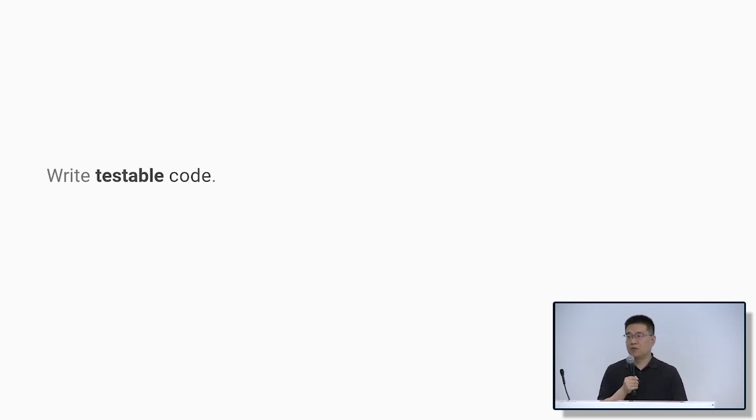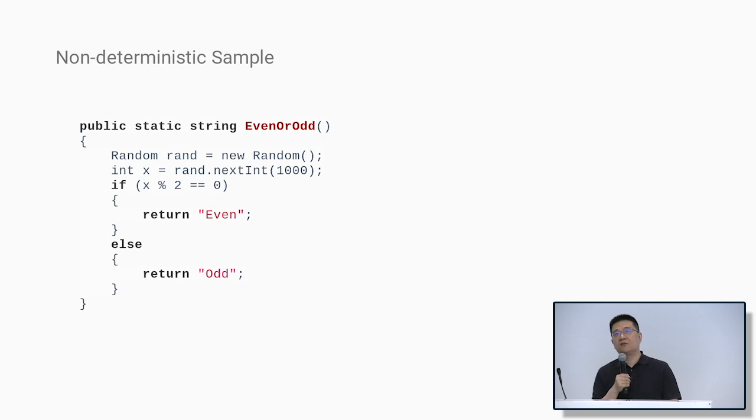So, write testable code. I give one sample here, and there are lots of samples you can find on the web. This sample is non-deterministic. It's a very simple function that just checks whether a number is even or odd, so everybody can read this. But this is very hard to test.